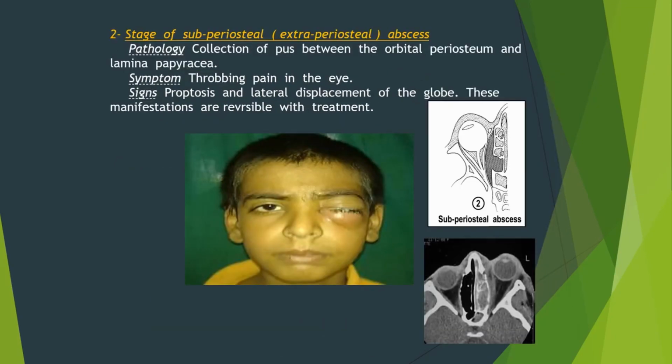In the stage of subperiosteal abscess, collection of pus between the orbital periosteum and lamina papyracea occurs. The pain will be throbbing pain in the eye, and by examination, proptosis and lateral displacement of the globe will be seen. These manifestations are still reversible with treatment.